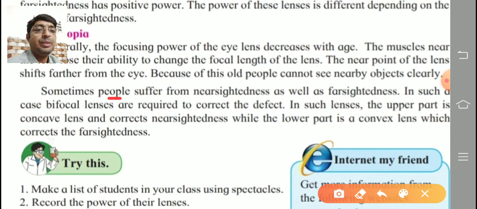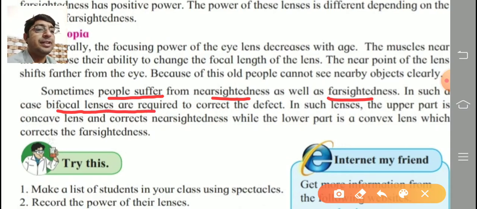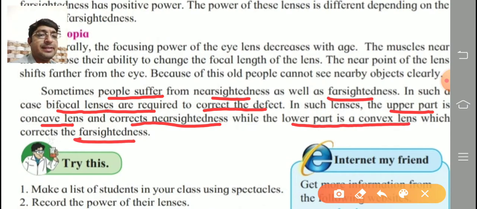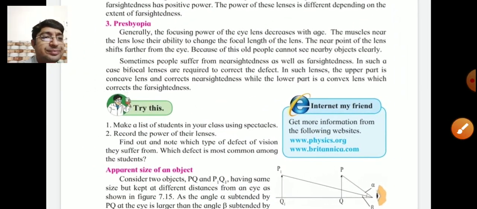Sometimes people suffer from nearsightedness as well as farsightedness. In such a case, what is used? Underline: bifocal lenses are required to correct both these defects. In a bifocal lens, the upper part is a concave lens and corrects nearsightedness, while the lower part is a convex lens which corrects farsightedness. So in this way, these are the three defects that occur in the human eye.